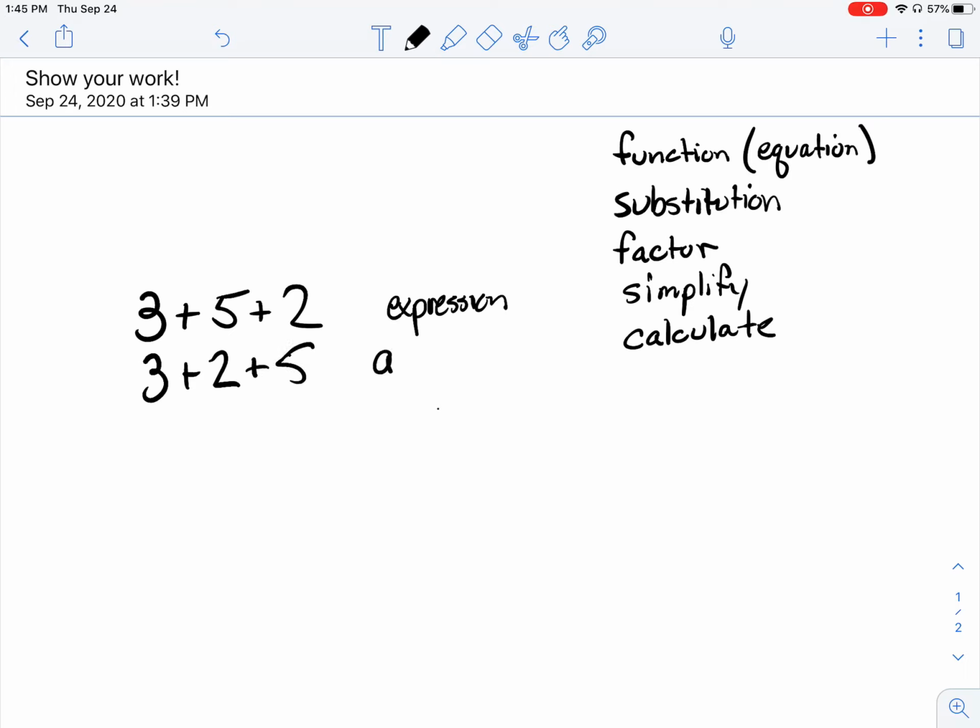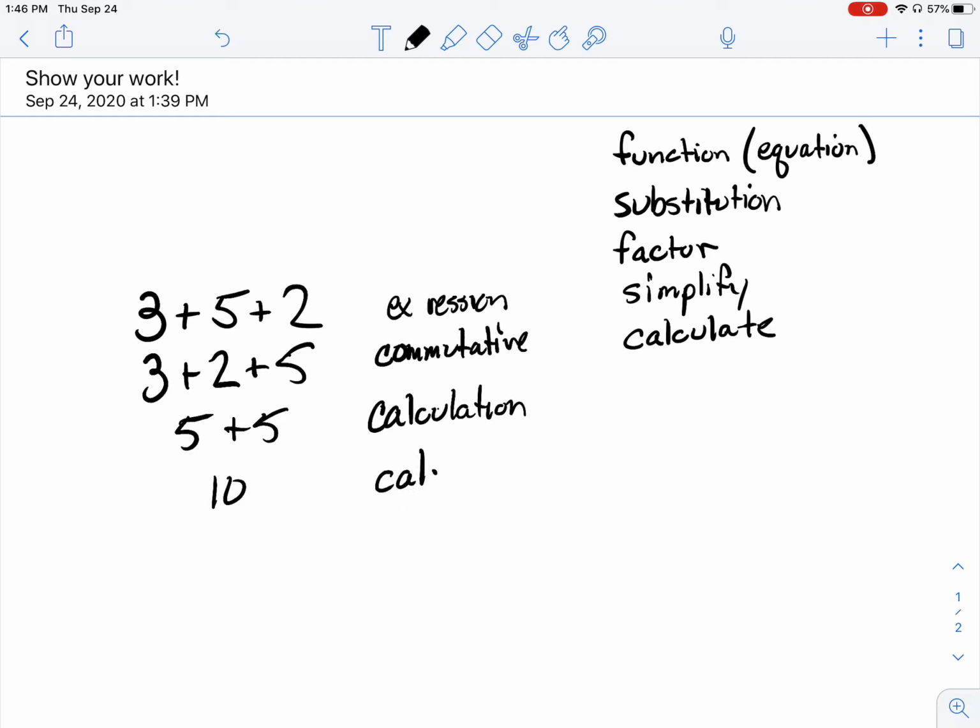And I can do that because, excuse me, the commutative principle lets me do that, and then I have 5 plus 5, 10. So then I have a calculation and another calculation. So each individual step, if you are thoroughly documenting your work, is going to be a specific operation that we pull out of our overall algebra and arithmetic toolbox.